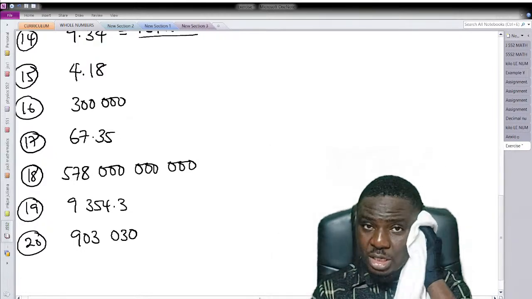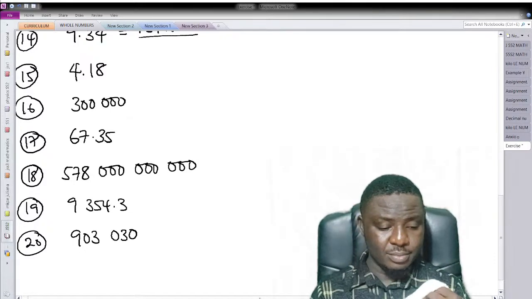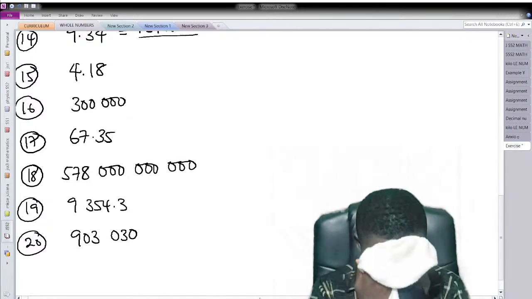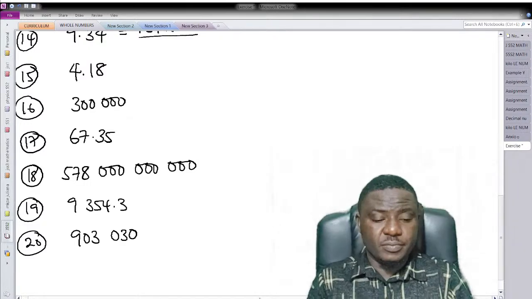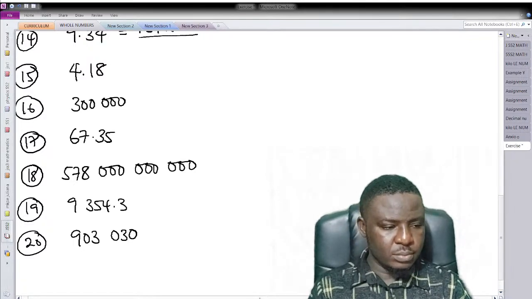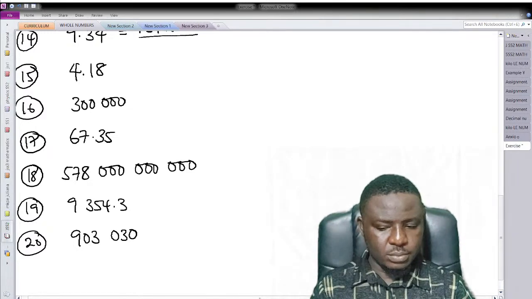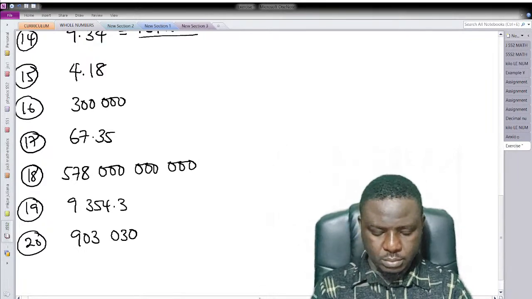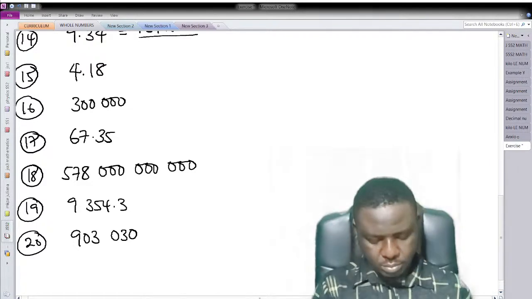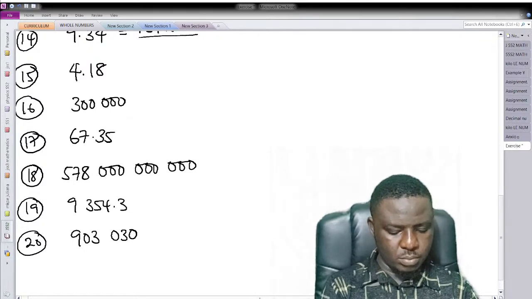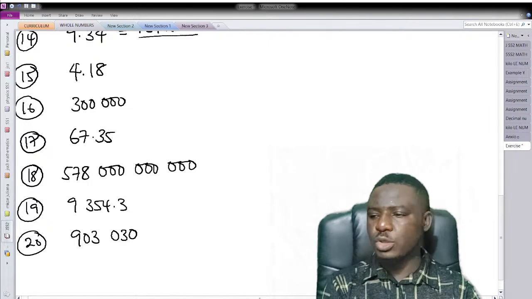Okay, can you attempt any of the questions on the board? The question says you should express these numbers in standard forms. I'm waiting for more solutions.